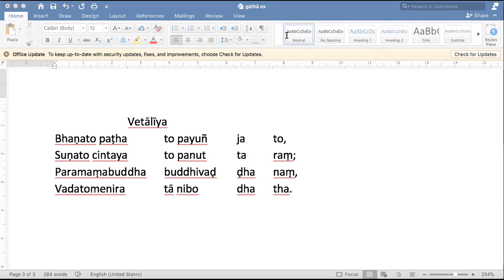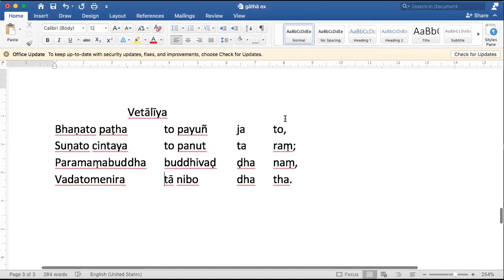Syncopated. I don't know the meaning of that word. The opening of this line is syncopated. However, this is not a good example for Vetaliya verse because the third line is not in accordance with the exact Vetaliya rules. So, however, that is the example given.